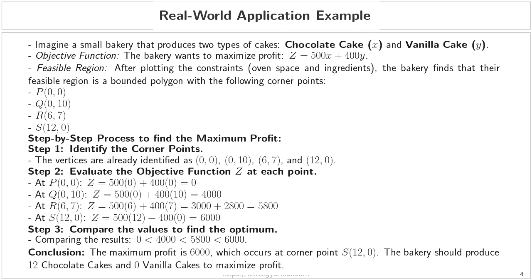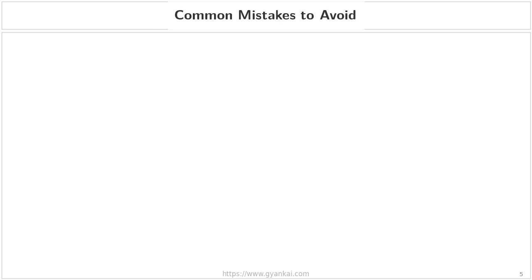As we will see in the next slide, it is important to remember that we didn't need to check any other points inside the region, because the theorem guarantees the answer is at one of these vertices. Common mistakes to avoid.